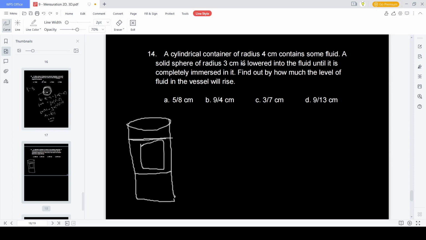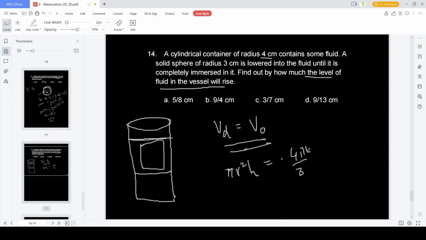Now see, the cylindrical container has radius 4 and a sphere of radius 3 is added. So basically now let's take the volume displaced. The volume displaced we know is volume of the object added. We can agree on this, right? Now volume displaced is what? How do I calculate that? Pi into r square into height displaced. That is nothing but how much the level of the fluid will rise. It is equal to volume of the object. Volume of the object is 4 by 3 into pi r cube because it's a sphere.